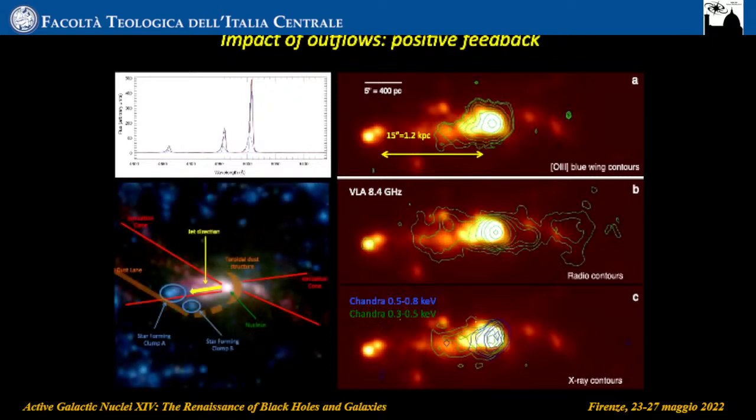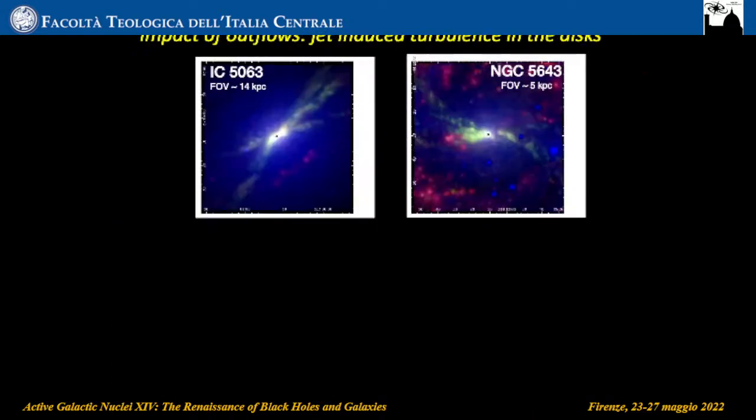Our interpretation is that the outflow coming out from the central region is hitting the dense material along the dust lane of the bar of this galaxy, and is triggering star formation in this region. However, the jet in these galaxies, especially in the examples in our sample, where we have a low luminosity radio jet that is inclined into the plane of the galaxy, is not only triggering star formation, but is also inducing a lot of turbulence in the host galaxy.